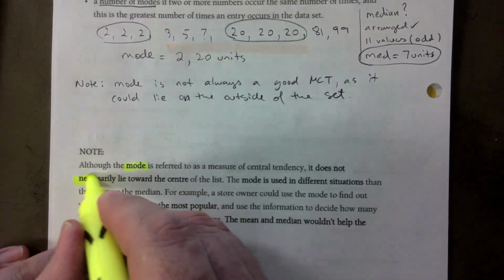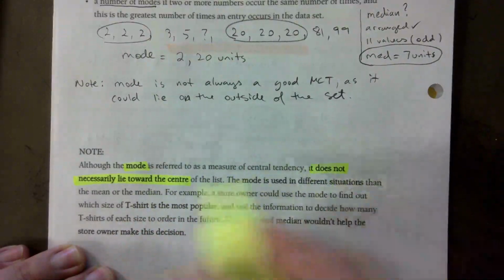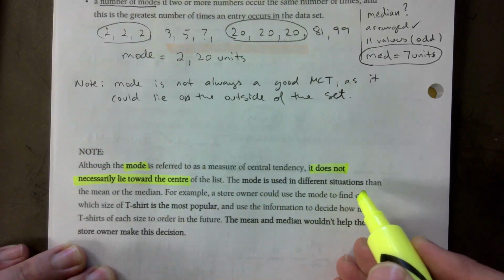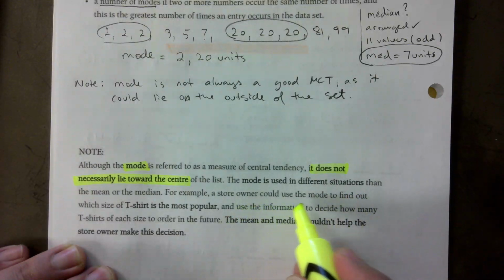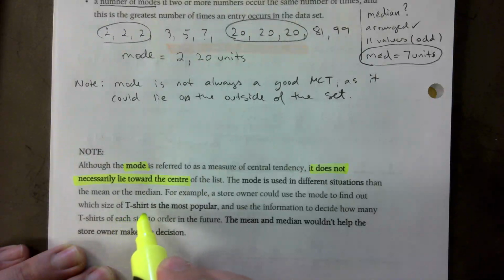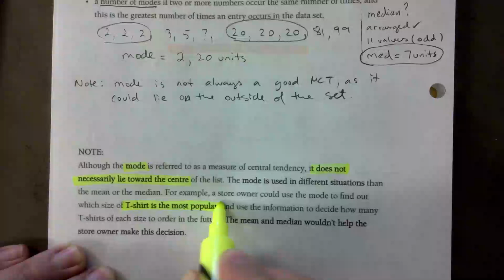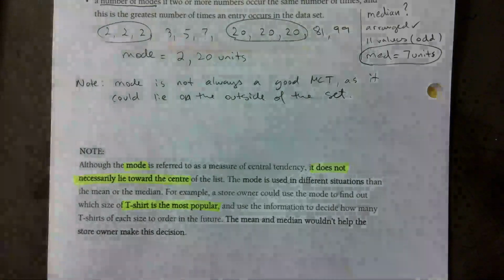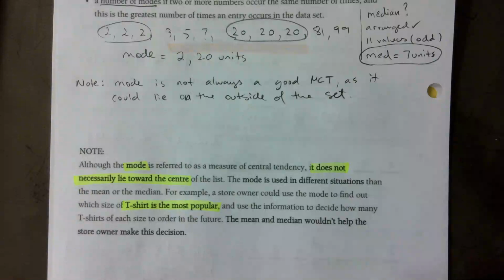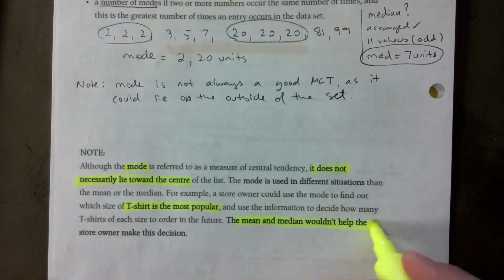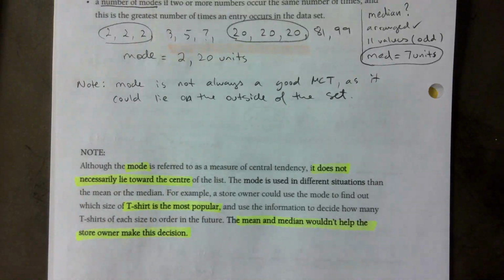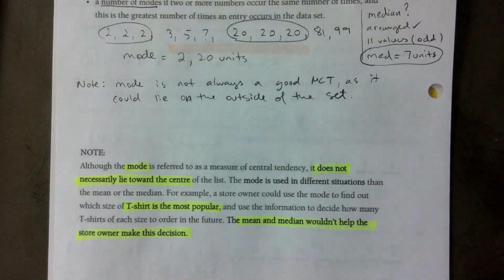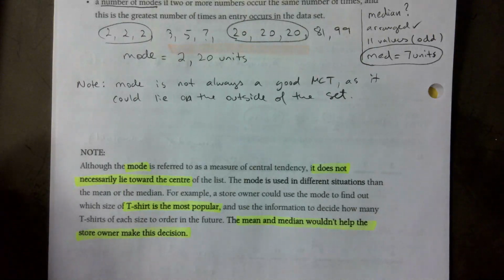Mode, again, one more time, does not necessarily lie towards the center. The mode is used in different situations than mean or median. For example, a store owner could use the mode to find out which size of t-shirt is the most popular, or shoe size, or anything like that. So modes are especially good in those scenarios. The mean or the median wouldn't help the store owner in this particular scenario. If you want to stock the shelves with the most popular, you would definitely want to go with the mode in that case.